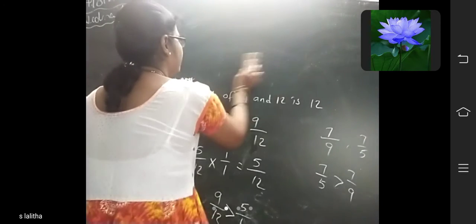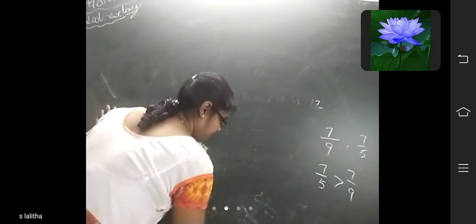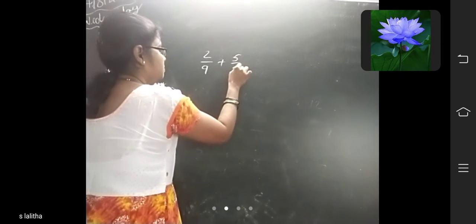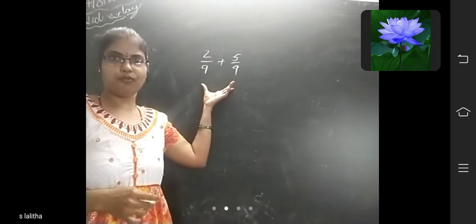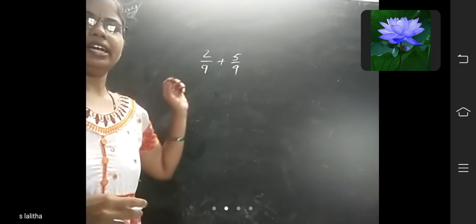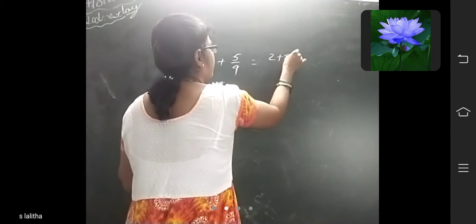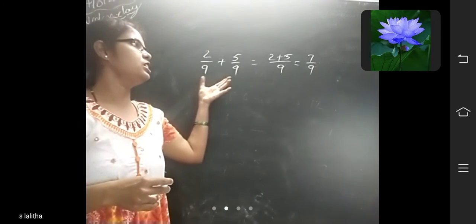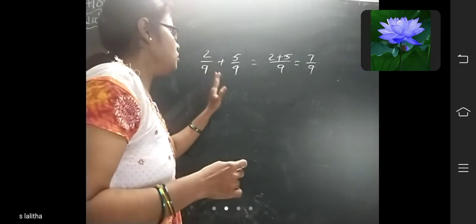Next topic is addition of fractions. See, 2 by 9 plus 5 by 9. These two fractions are like fractions. Then you should add the numerators: 2 plus 5 by 9. How much? 7 by 9. It's very easy. We can add like fractions very easily.